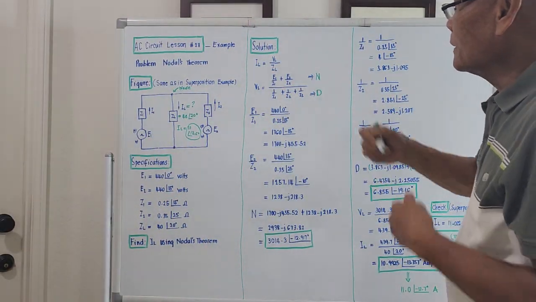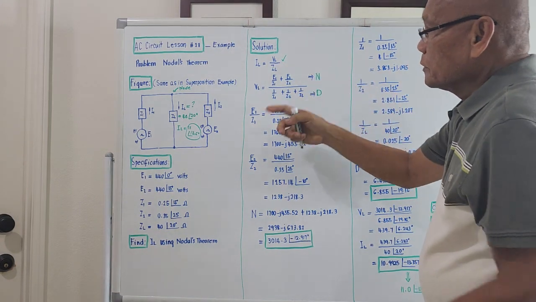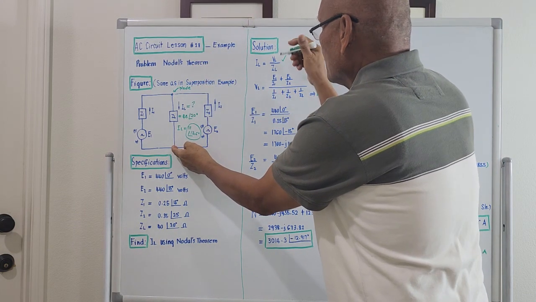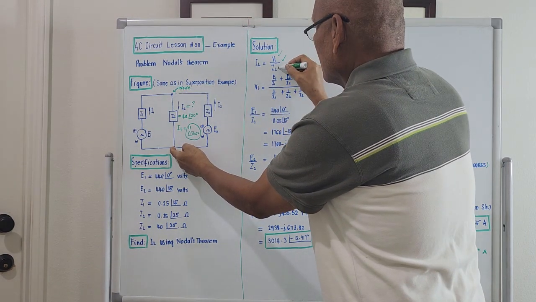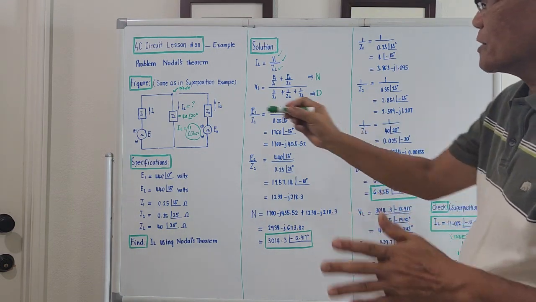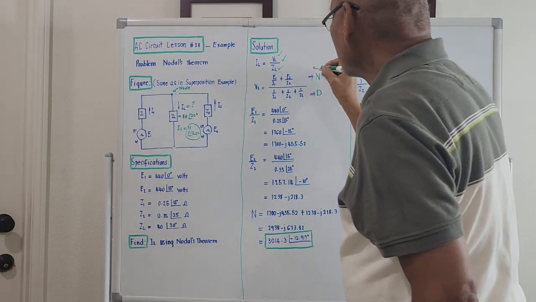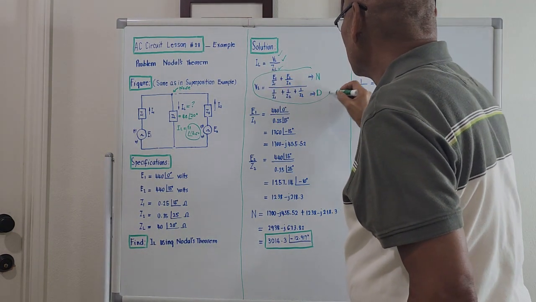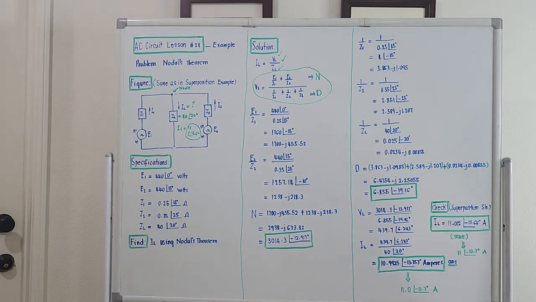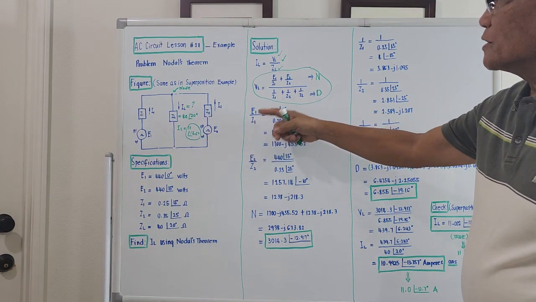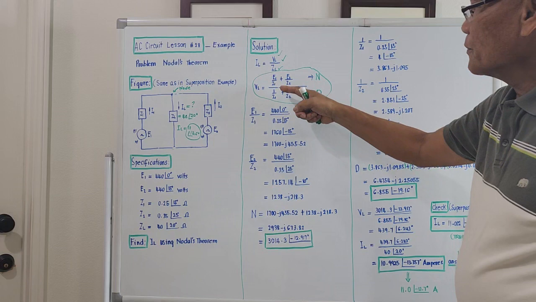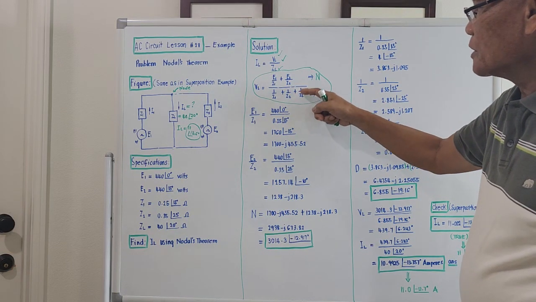I sub L is actually V sub L over Z sub L. The current drawn by this load Z sub L will be the voltage across this, which is V sub L divided by its impedance Z sub L. But we got a problem for the value of V sub L because for multi sources, this is the formula that was derived from previous lesson number 27. If there are two voltage sources, it should be E1 over Z1 plus E2 over Z2. The denominator will be 1 over Z1 plus 1 over Z2 plus 1 over Z sub L.